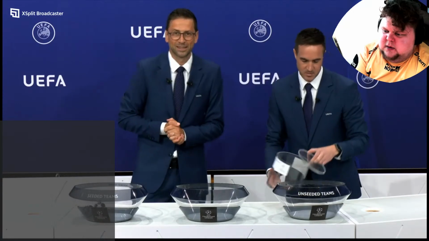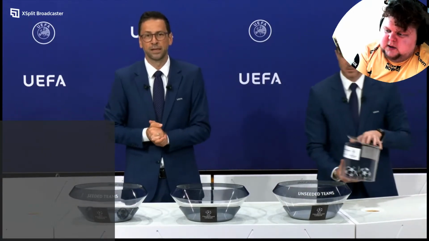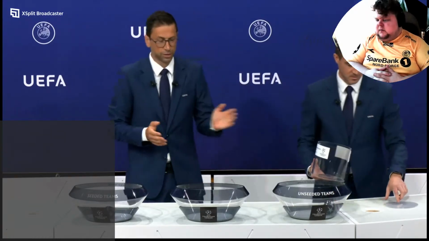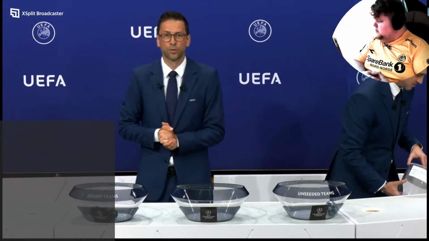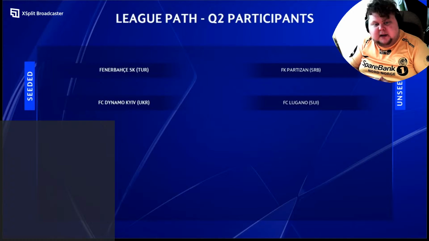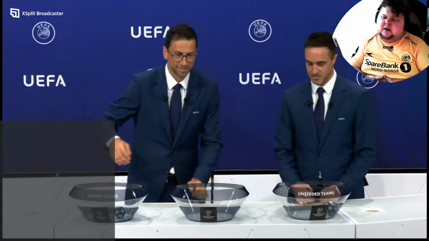So let's have a look at the four teams involved in this League Path. As a reminder, it is the same procedure as for the Champions Path, as Tom explained. So there are two and two, seeded and unseeded. Let's have a look at the seeded teams: Fenerbahçe SK from Turkey and FC Dynamo Kyiv from Ukraine. And on the unseeded side, FK Partizan from Serbia and FC Lugano from Switzerland. Good. Pick up our teams.